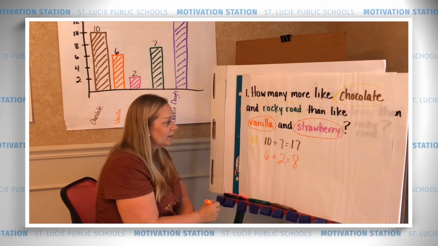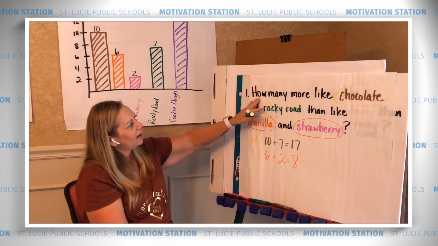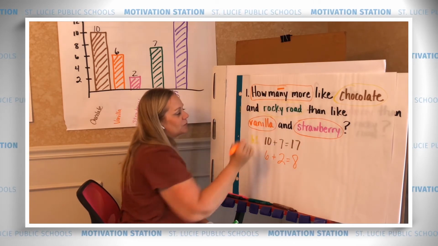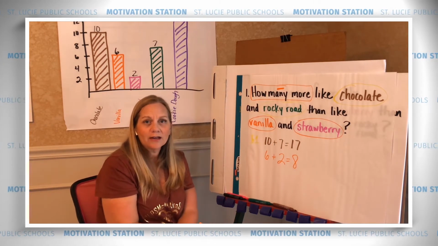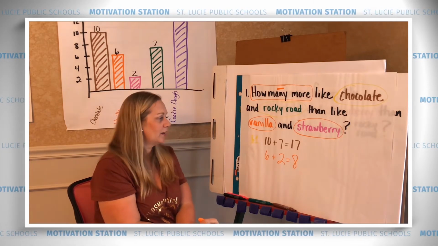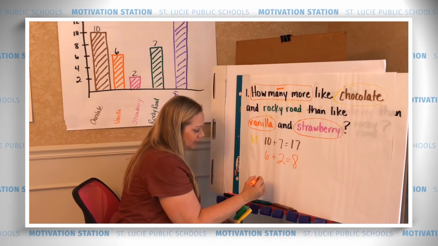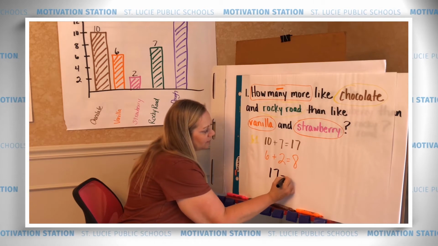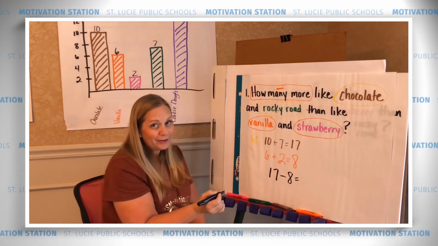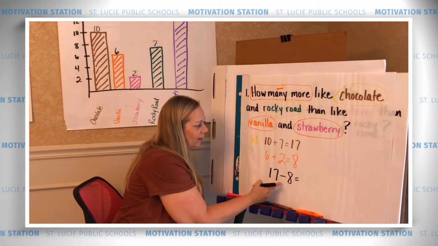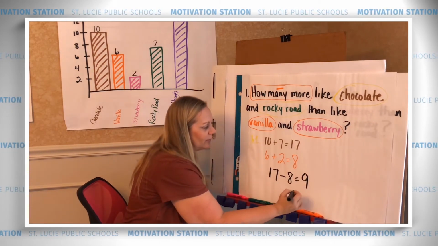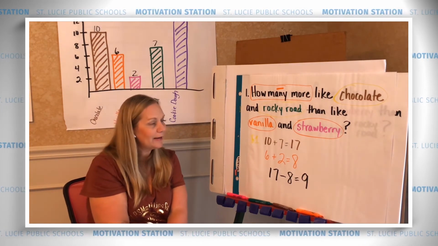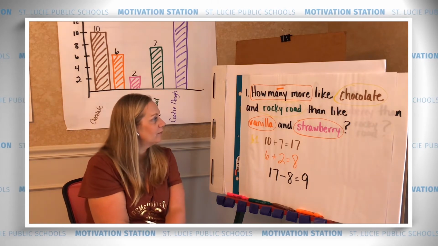So another way to look at this, the last step, when you see how many more, you know that means you have to find the difference in something or subtraction. You can also think of it as like two teams competing against one another. So if team 1 has 17 and team 2 has 8, we can already see that team 1 is going to win. And now we know that they're winning by 9 votes. So the first group of Chocolate and Rocky Road had 9 more votes than the second group of Vanilla and Strawberry.